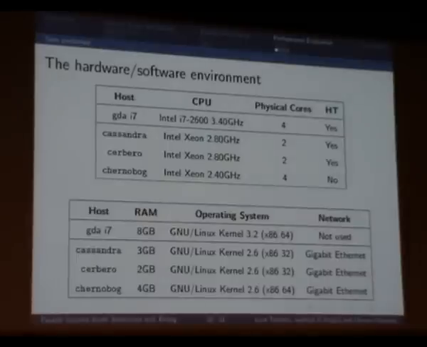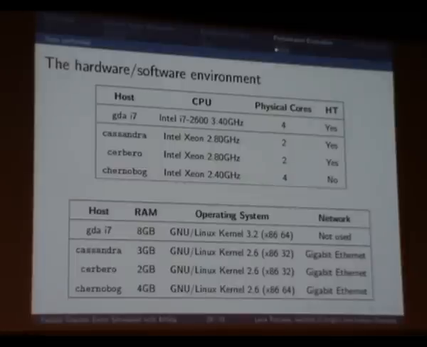So this is the hardware-software environment. This should be a single table, but I split it into two parts just to be clear. The first line is the shared memory architecture. We use an Intel i7 with 4 physical cores and with hyperthreading. And then Cassandra, Cerberus, and Cernobot are 3 machines connected into a cluster with gigabit Ethernet. And as you can see, this is obviously not an HPC.